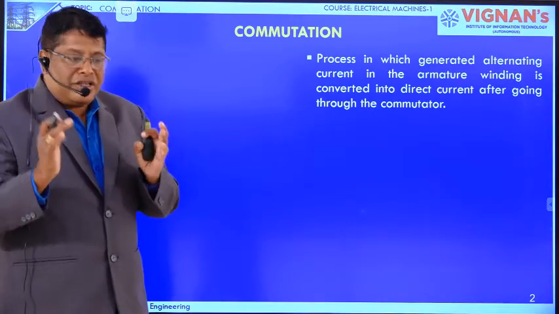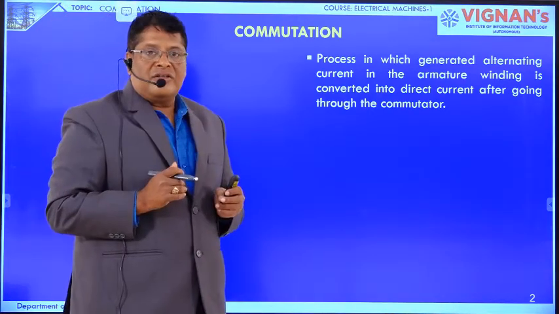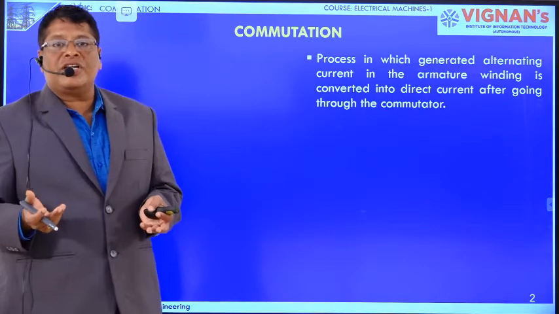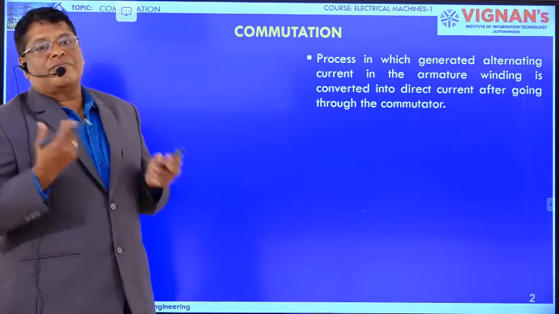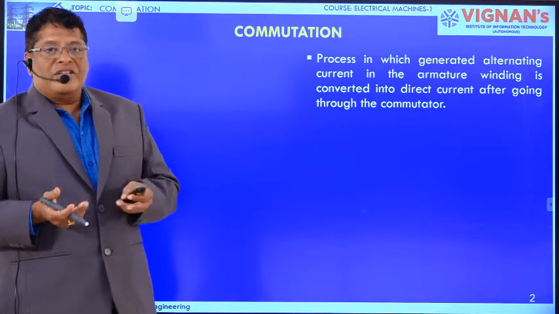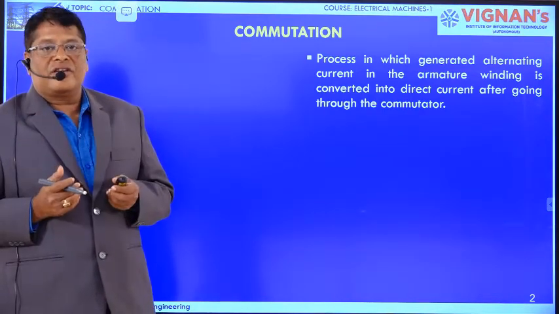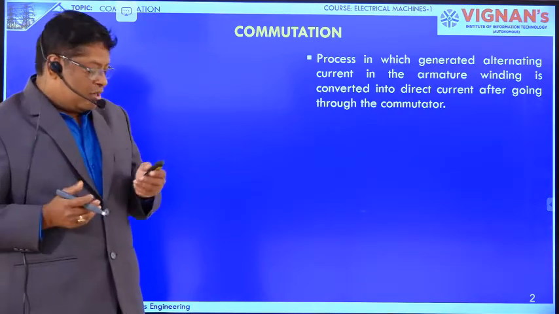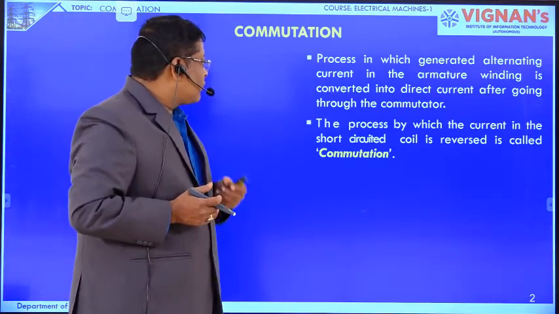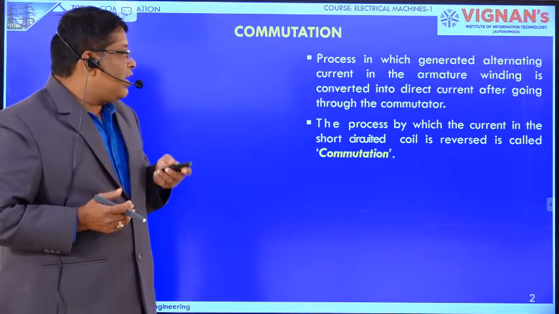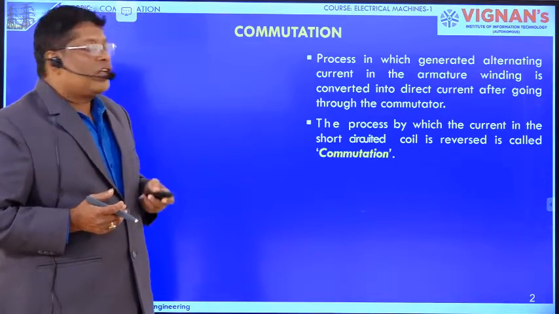So whatever voltage is induced in the armature is AC voltage, but the voltage available to the load is DC voltage. That is because of the commutation process. This commutation process occurs in a commutator. One more definition: the process by which current in the short circuited coil is reversed is called commutation.